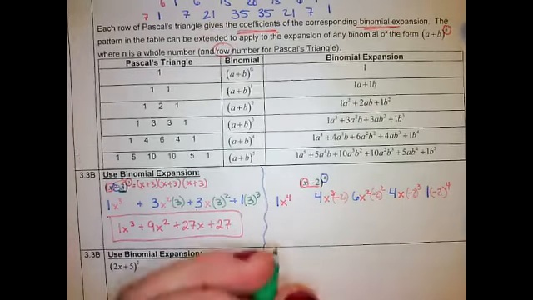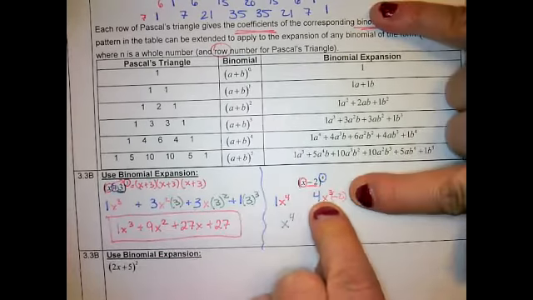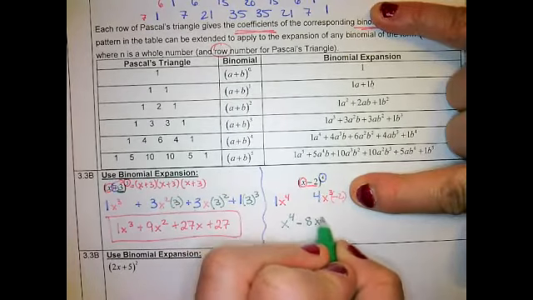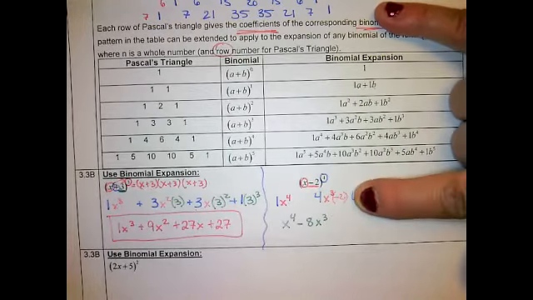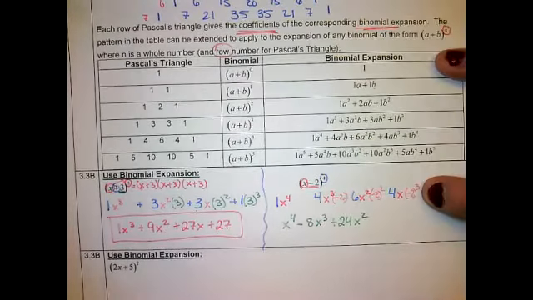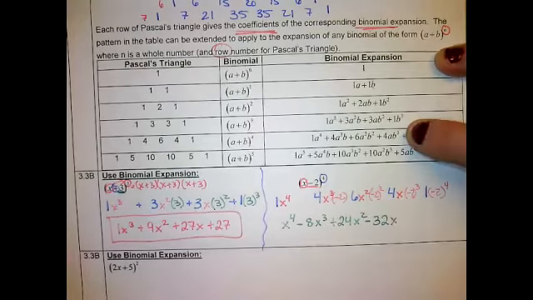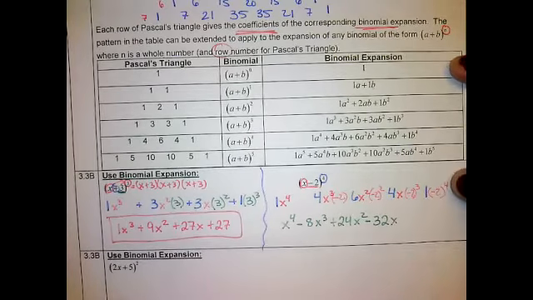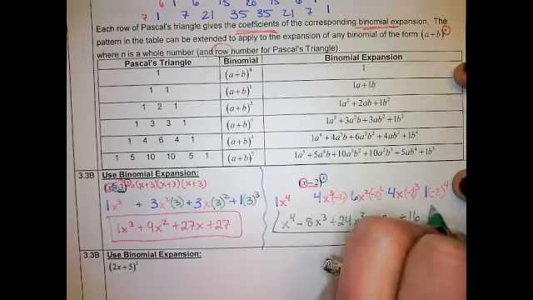Okay, so now let's go on ahead and do this math. So 1x to the 4th is just x to the 4th. -2 times 4 is -8. So that's -8x to the 3rd. -2 squared is 4 times 6 is 24. So that's plus 24x squared. -2 to the 3rd power is -2 times -2 is 4 times -2 is -8. -8 times 4 is -32x. And -2 to the 4th power is 16. And that's our final answer.